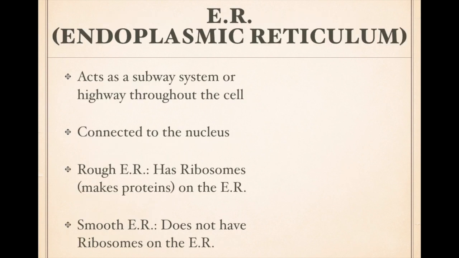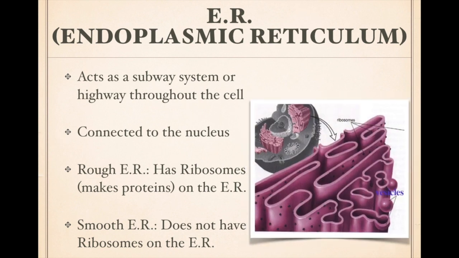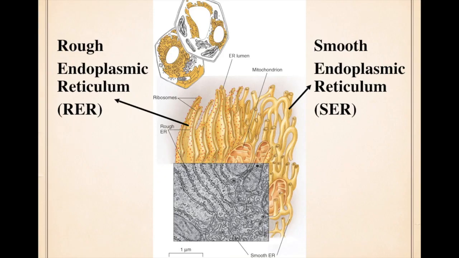Okay, the ER, what I just talked about, if it's called a bound or rough ribosome, it would be attached to the ER. So there we have the rough ER has ribosomes attached to it. The smooth ER does not have ribosomes attached to it. And the endoplasmic reticulum, or ER, basically acts as a subway system or a highway throughout the cell. And it connects to the nucleus. So that picture has the ribosomes on it, so that would be the rough ER. So we have the rough ER and then the smooth ER. Rough ER on the left, smooth ER on the right.